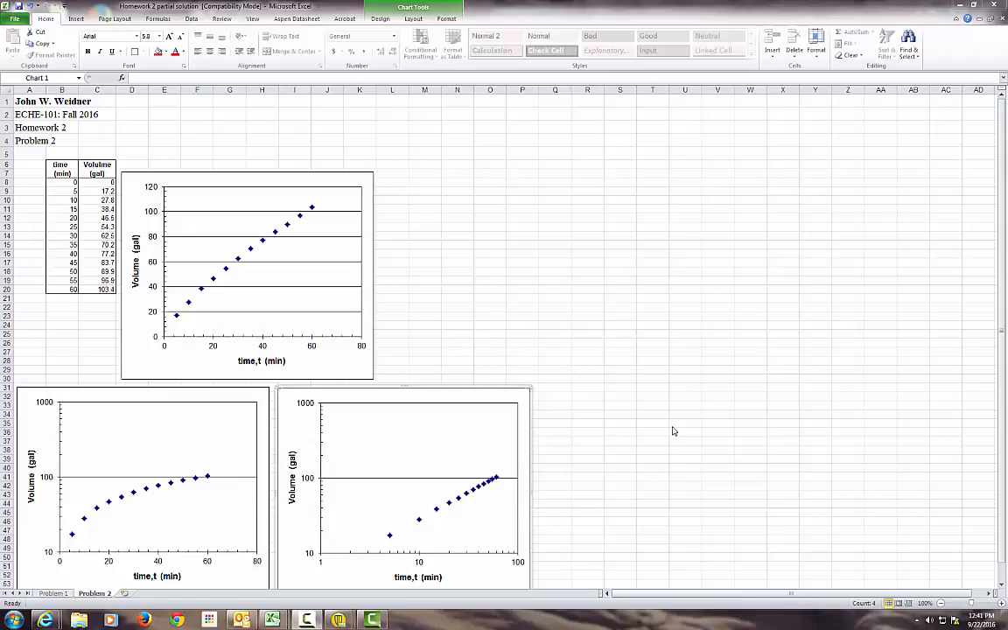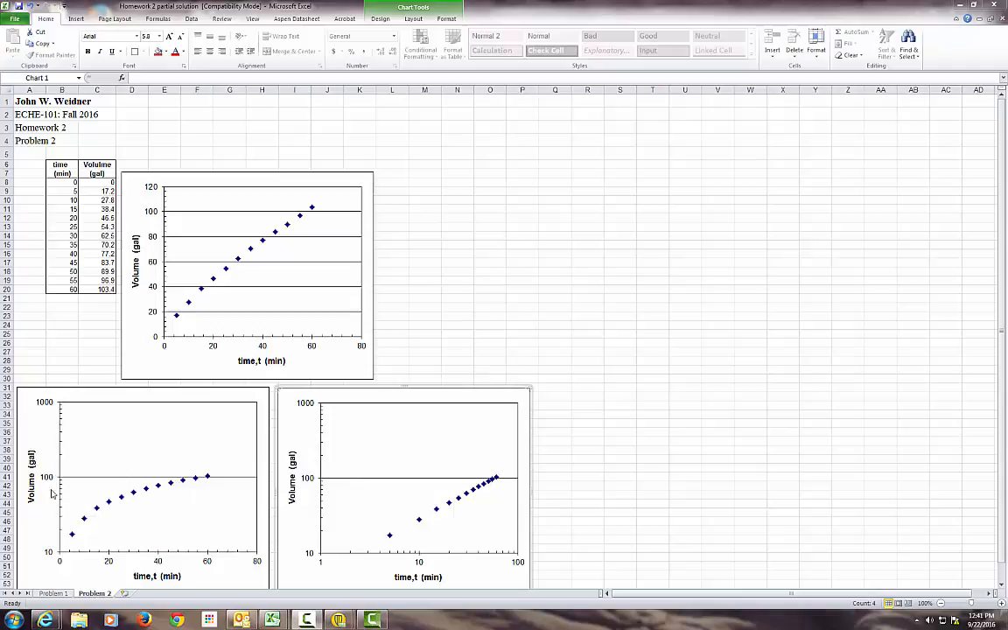This is problem 2 of homework 2, and we're going to follow the same process that I did for problem 1. So what I have here is the given data of time in minutes versus volume collected in gallons. And I've generated 3 plots all on one sheet so we can look at this more easily.